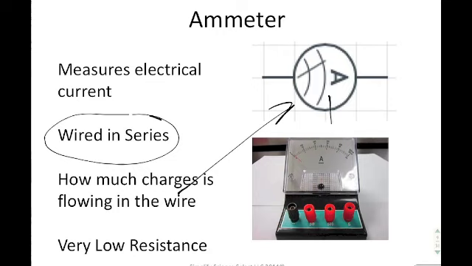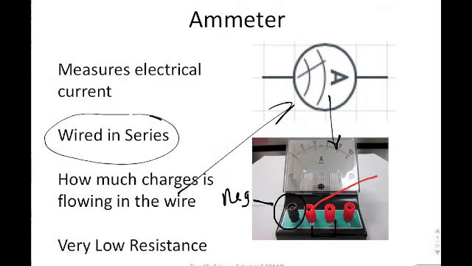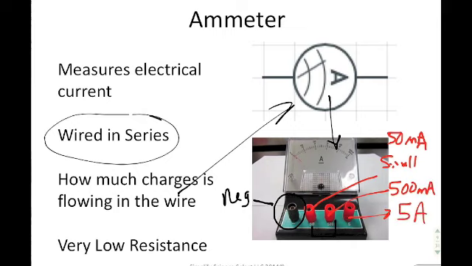This is what an ammeter looks like in real life, and you have to be very careful when operating an ammeter. You have to make sure the black cord is always attached to this. This is the negative terminal. But the positive terminal is going to depend on how much charge you're trying to measure. This 50 is a very, very small value. It's actually 50, in our case, milliamps. The next setting is 500 milliamps. And the next setting is 5 amps. 5 amps is a lot of current.